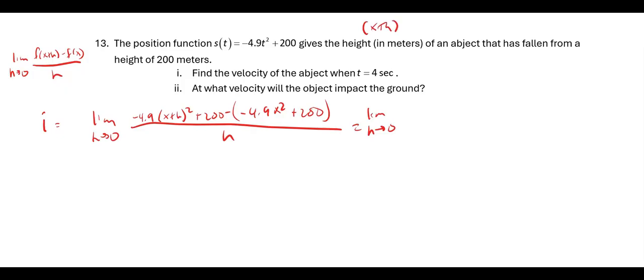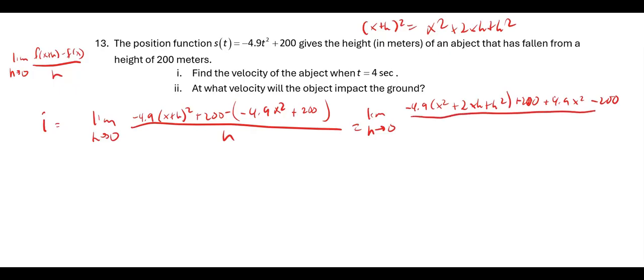And so remember what I told you, x plus h squared, I know it's really sloppy, sorry, it's always x squared plus 2xh plus h squared. So negative 4.9 times x squared plus 2xh plus h squared, plus 200, plus 4.9 x squared minus 200, all over h. Now we simplify this.